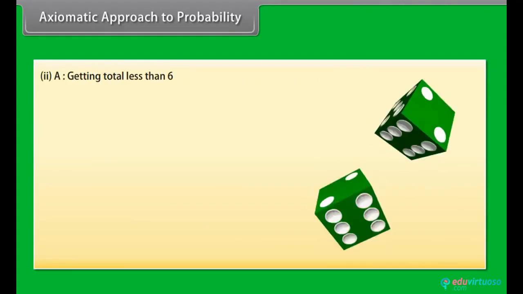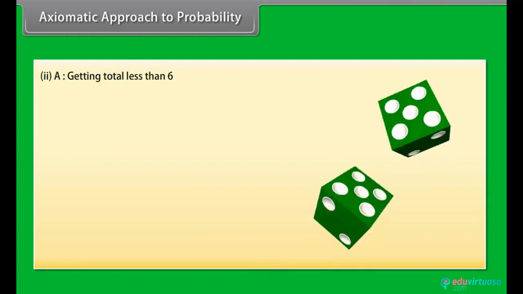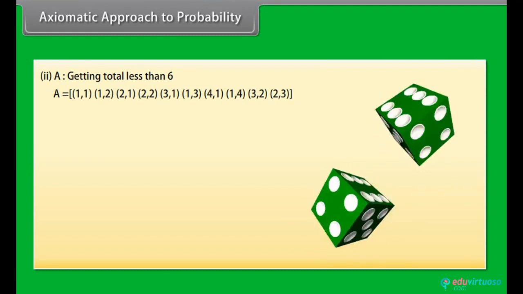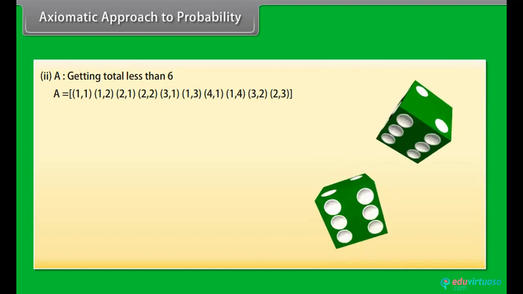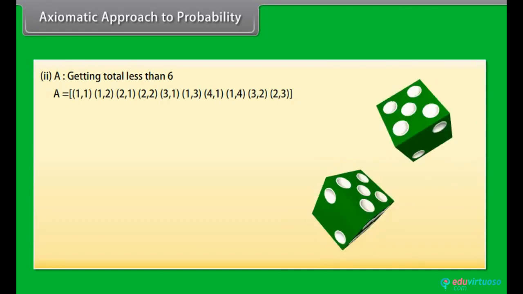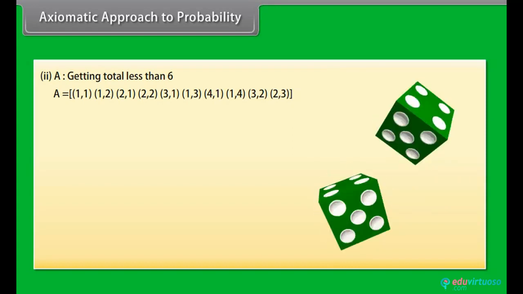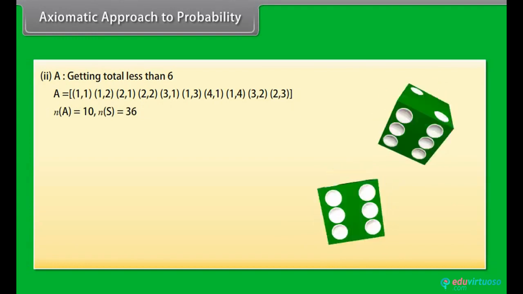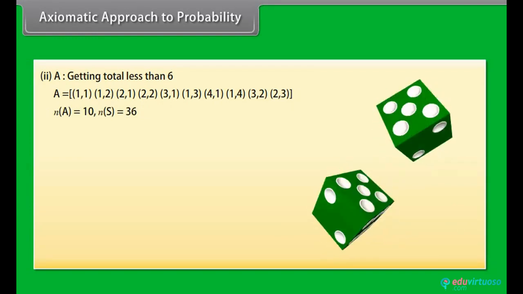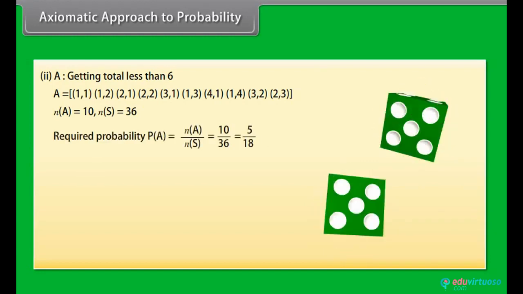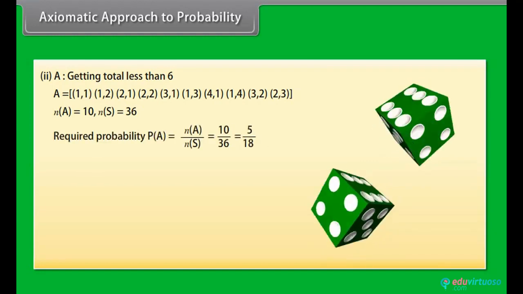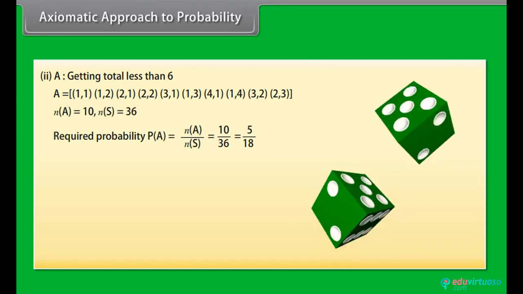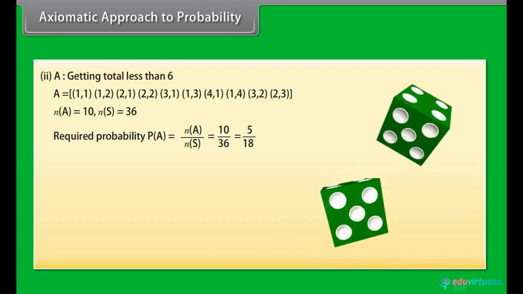2. A. Getting total less than 6. A is equal to (1,1), (1,2), (2,1), (2,2), (1,3), (3,1), (1,4), (4,1), (2,3), (3,2). NA is equal to 10. NS is equal to 36. Required probability PA is equal to NA by NS is equal to 10 by 36 is equal to 5 by 18.